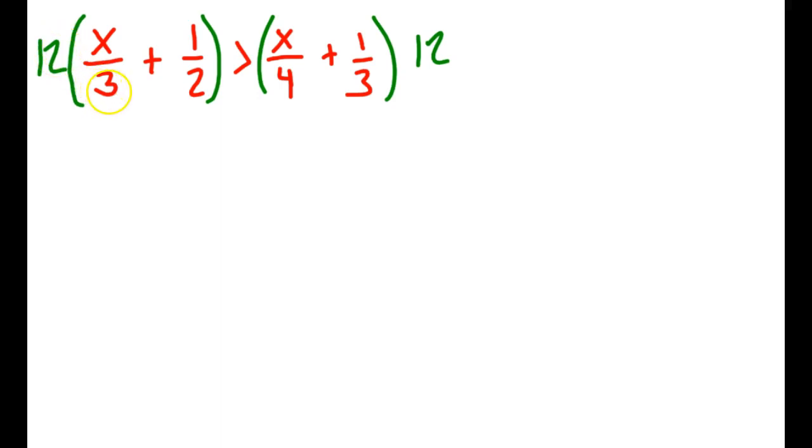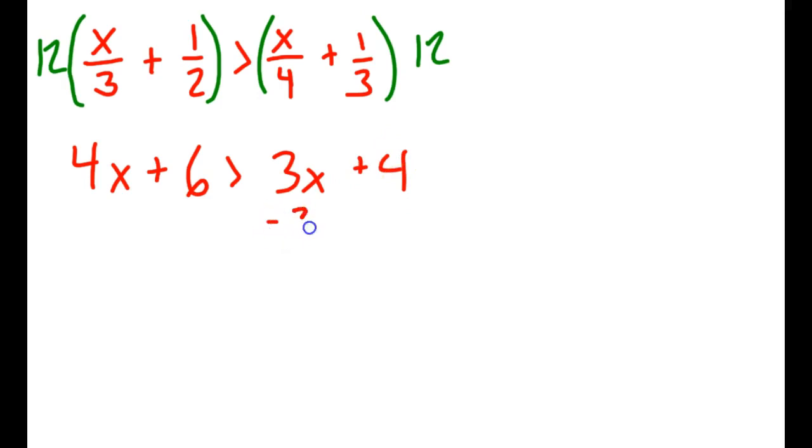12 divided by 3 is 4, so I have 4x plus 12 divided by 2, which is 6, greater than 12 divided by 4, which is going to be 3 times x, and then 12 divided by 3 is going to be plus 4. So now I just have a linear inequality with no fractions. Just need to get like terms on the same side of the inequality.